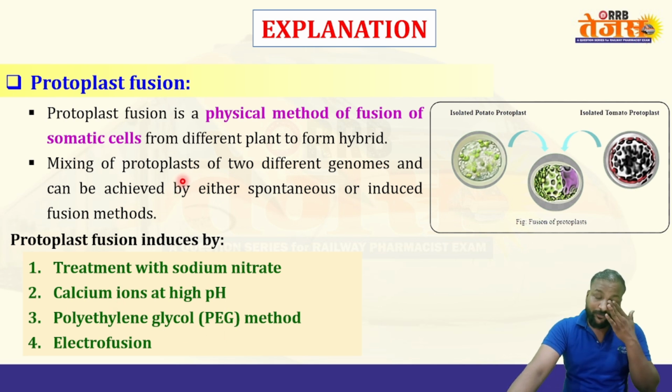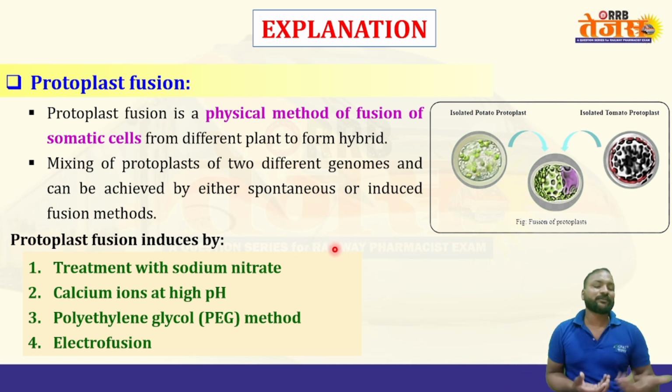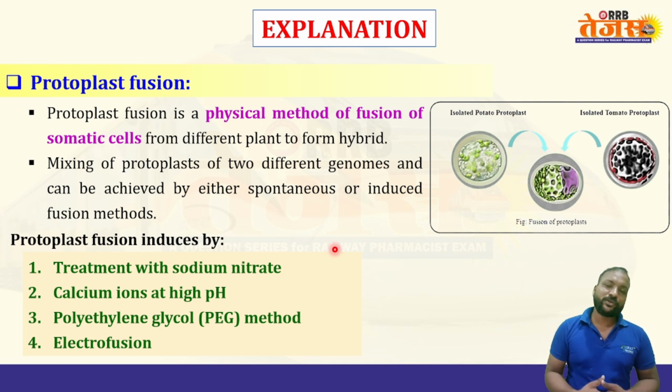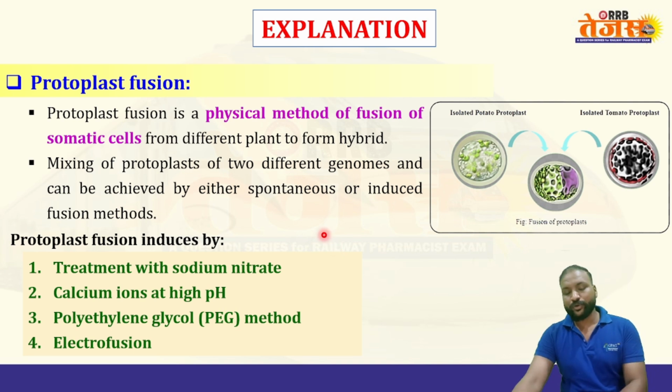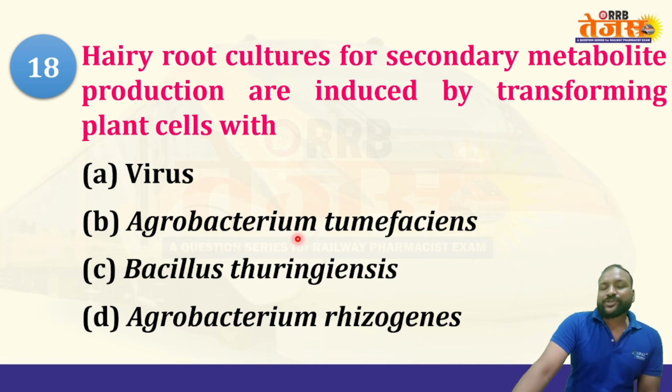Okay, so mixing of protoplasts of two different genomes can be achieved by either spontaneous or induced fusion methods, to create nothing but a hybrid. So in order to hybridize two different protoplasts or somatic cells, we need to use sodium nitrate, calcium ions, PEG, and electrofusion. You remember that. 18th question of this series.